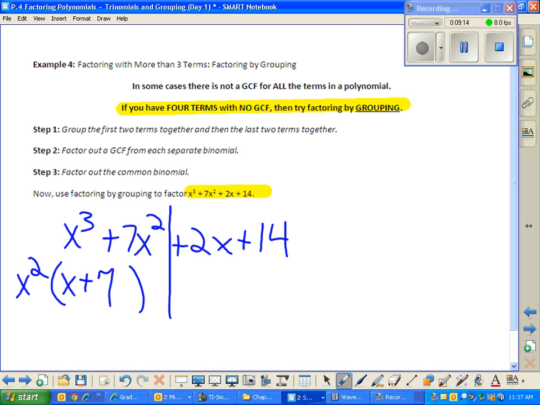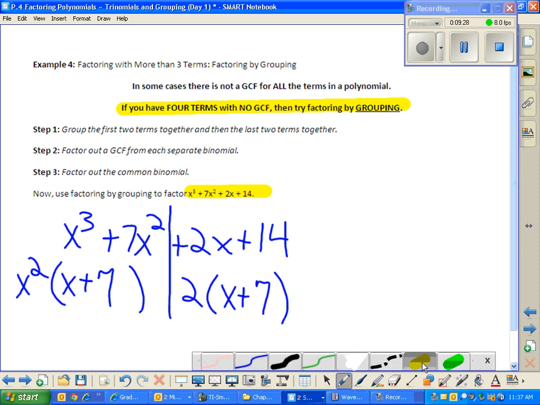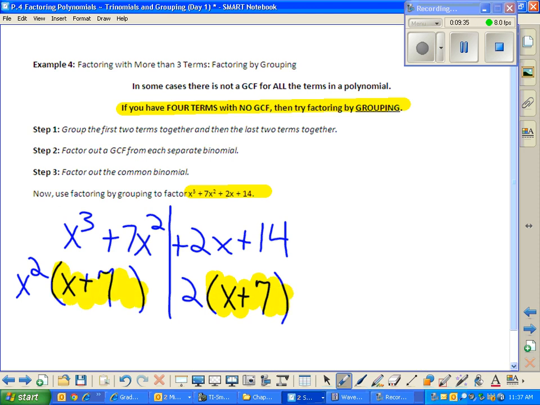I take a look at the back binomial. I see a common factor. What do you think, Tammy? What's left over was the x plus 7. Do you see what happened? See that parentheses there? It's there, and it repeats over here. We get what's called a common binomial factor. That has to happen in order for this method to work.